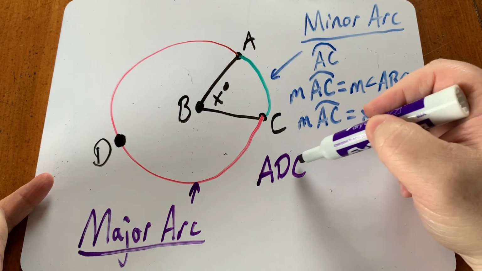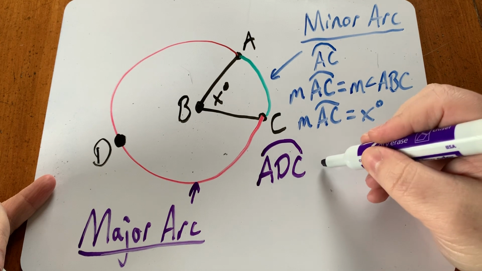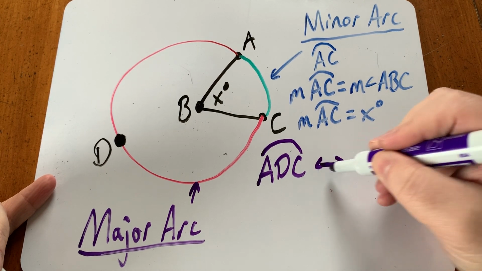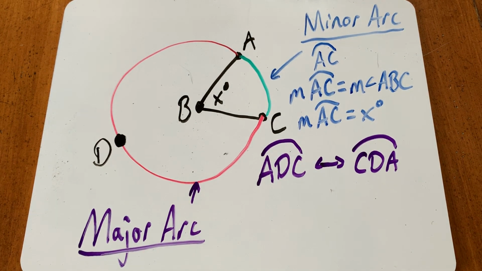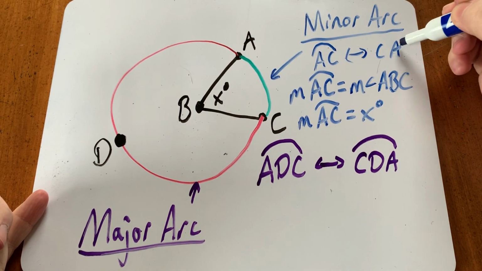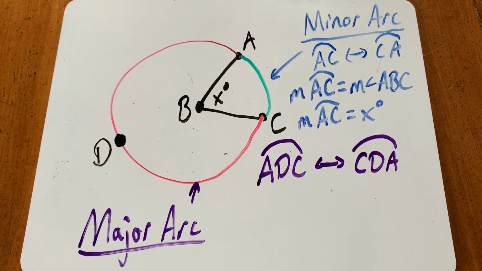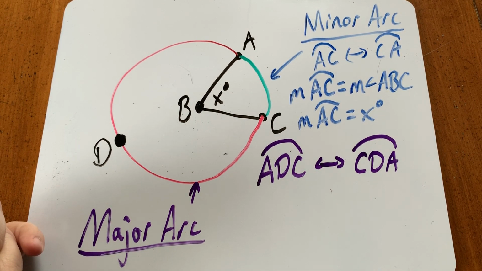Its endpoints are A and C, so A and C should be on the outside. It passes through D. It is the same thing as arc CDA. Likewise, arc AC could also be called arc CA. Just like with a segment, it doesn't matter which endpoint you start at and which endpoint you end at, because it's going to give you the same exact figure. So arc ADC is the same as arc CDA.